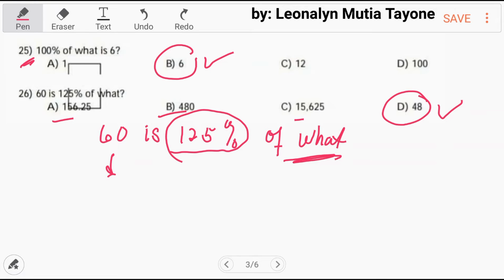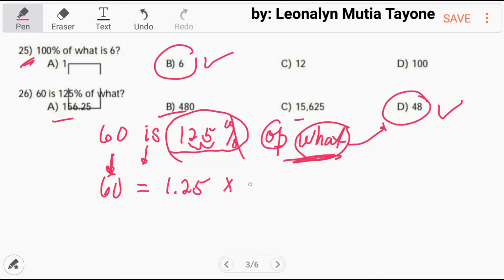To understand, let's double check. So this is 60. The "is" becomes equals. 125%. Let's convert this to decimal. That is 1.25, because you just moved the decimal twice to the left. Then cancel the percent sign. That is 1.25, the "of" is multiplication. Then this is 48. Let's double check. So, let's multiply this 125 by 48.